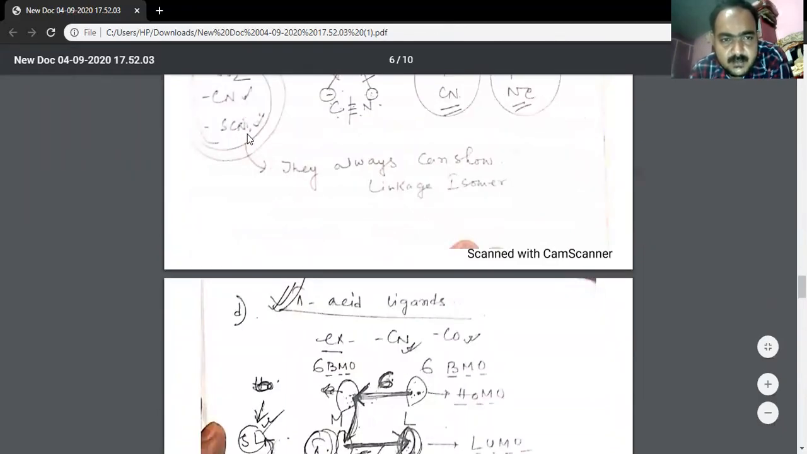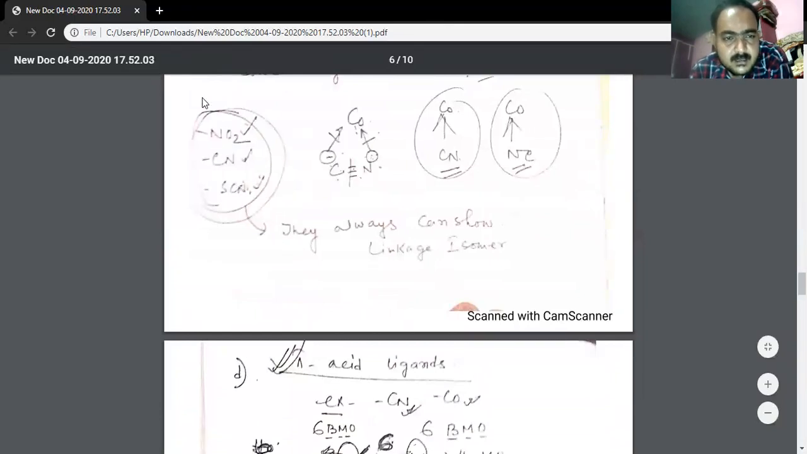Always remember, these three ambidentate ligands always show linkage isomers. This is a very important question which will come.